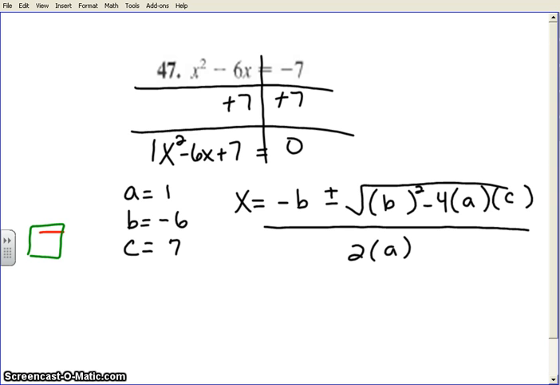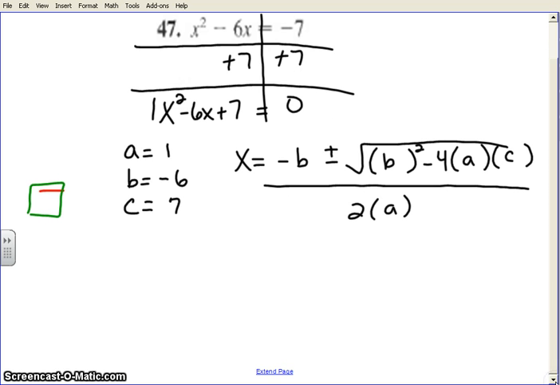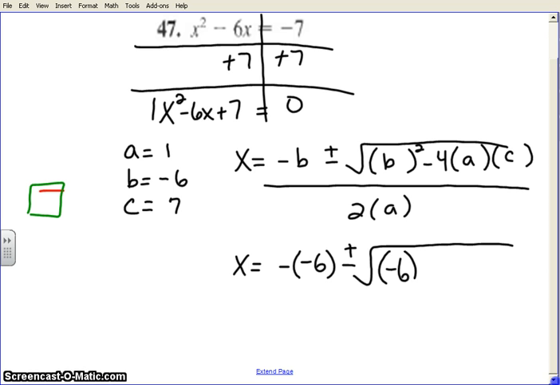Okay, so what I want to do is replace a, b, and c. So that leaves me with x is equal to negative b, and since b is negative 6, plus or minus the square root of negative 6 squared minus 4 times 1 times 7 divided by 2 times 1.